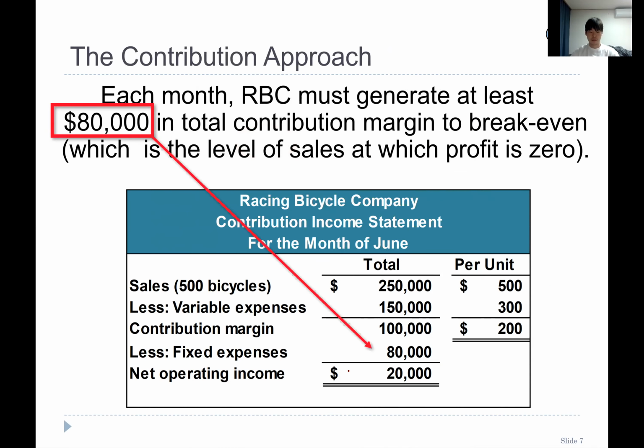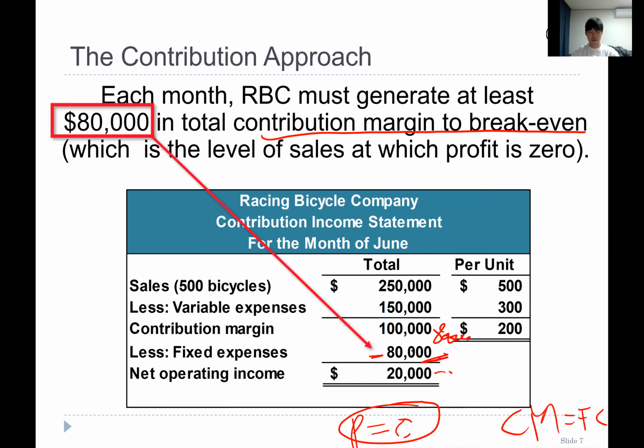So each month, RBC must generate at least 80,000 in contribution margin to break even. So what is break even? When you have no profit, no loss. When the profit is zero. So in order to have zero profit, how much contribution margin do you need? At least equal to fixed cost, 80,000. If here we have 80,000, then our profit is equal to zero, right?